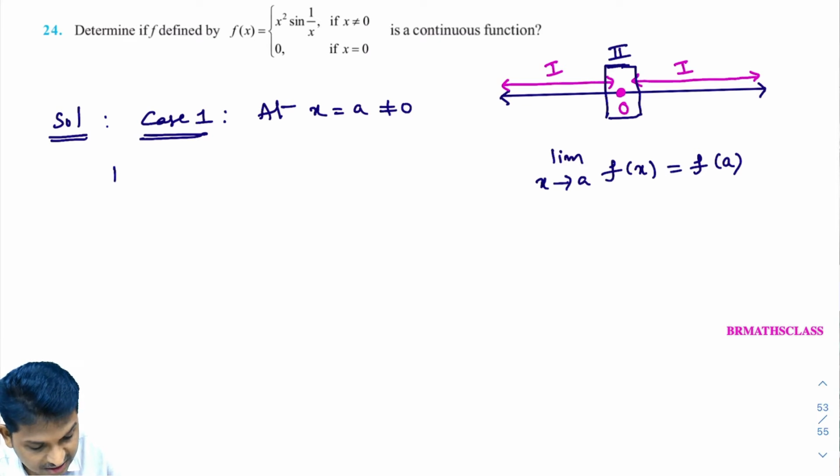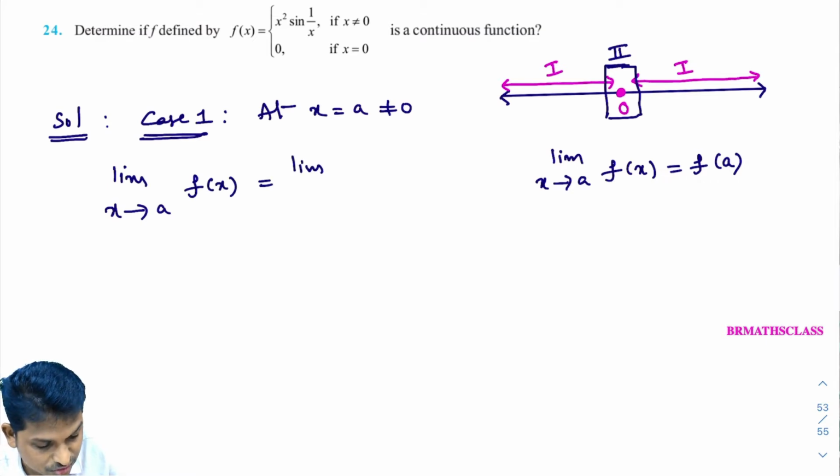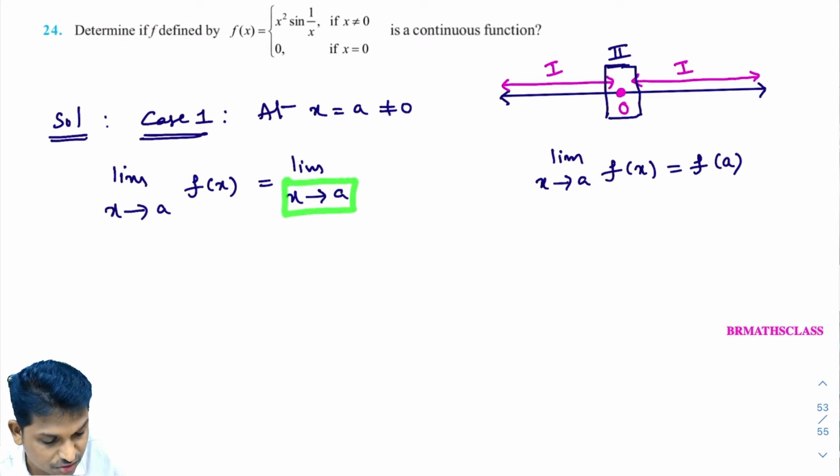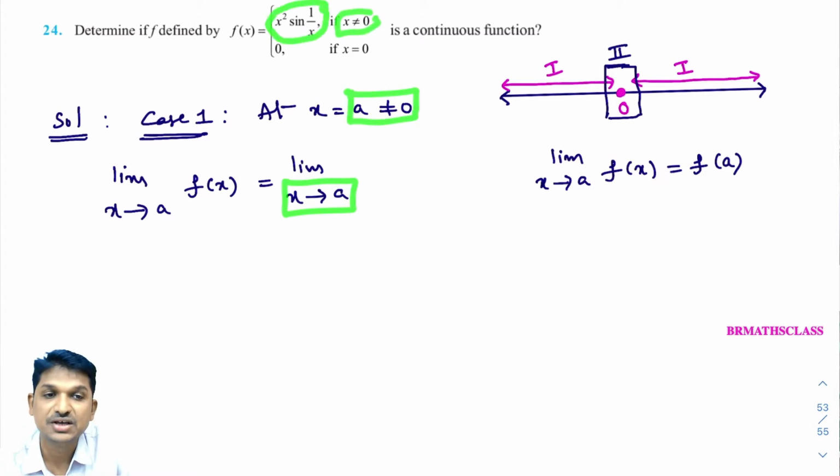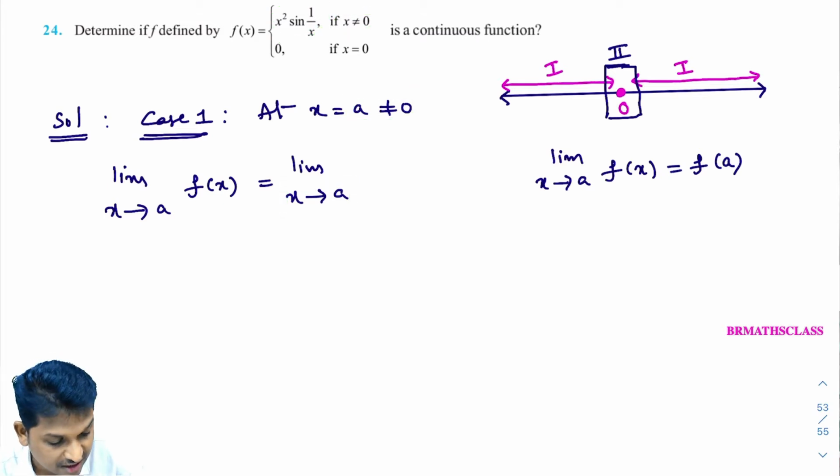Limit x tends to a, f of x. That equals limit x tends to a. What is the function? X approaches a. What is a here? A is a non-zero number. When a is a non-zero number, in that case, what function to choose? This function. What is this? X square into sine 1 by x. F of x is x square into sine 1 by x.